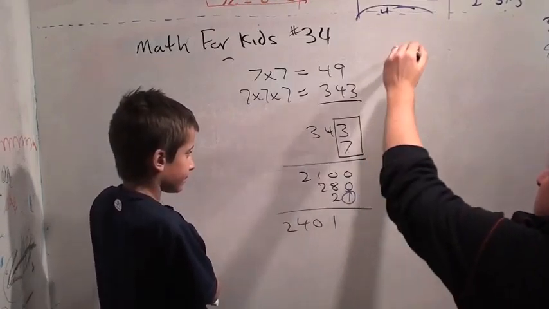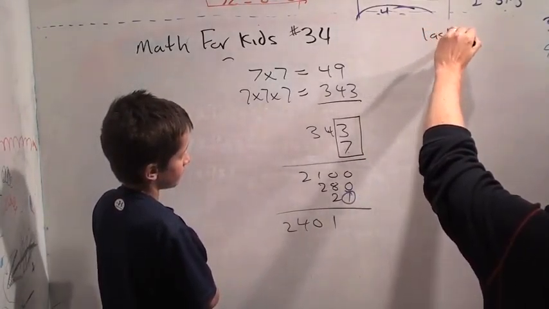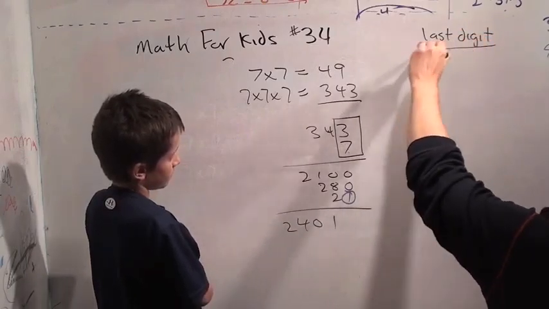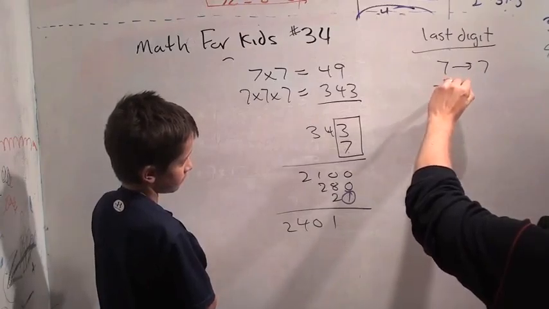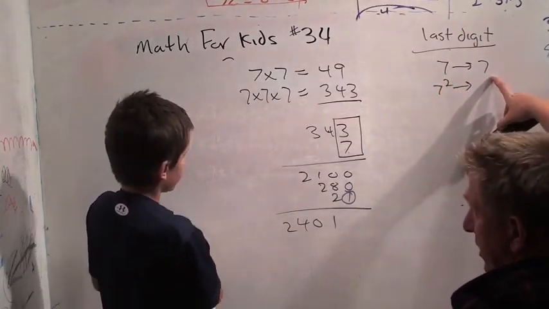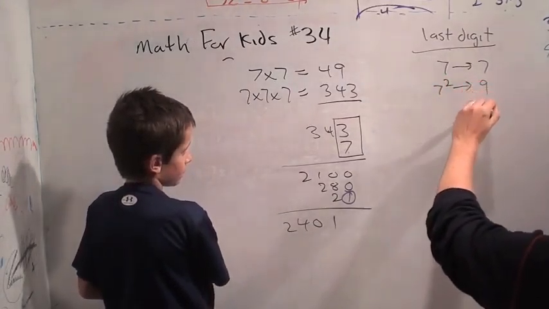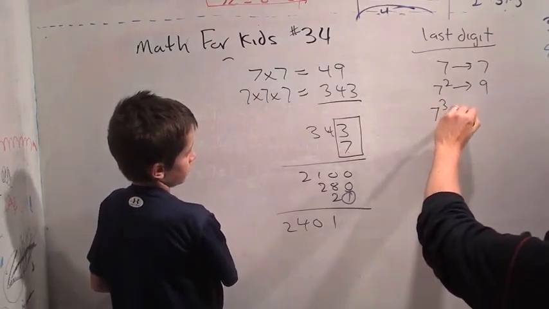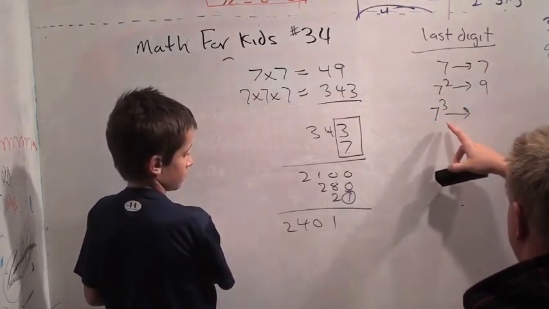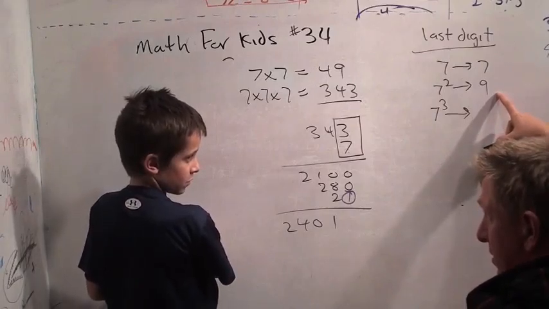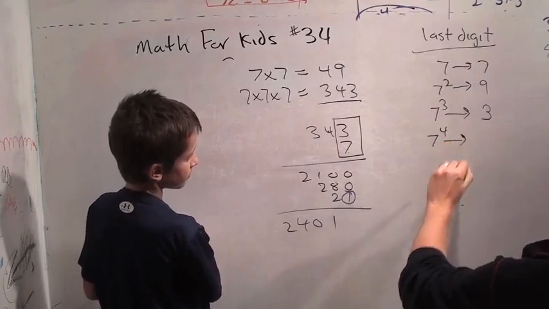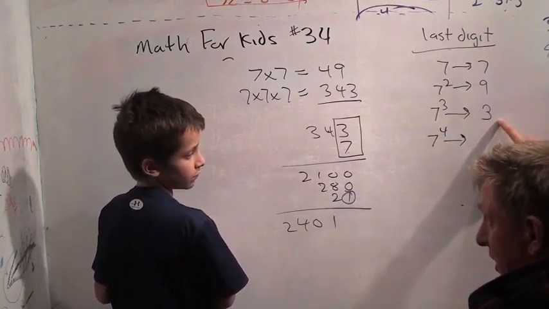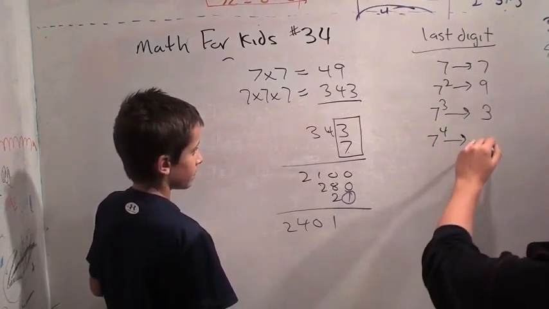So if you just want to do the last digit, you would do 7, the last digit is 7. 7 squared, the last digit, well 7 times 7 is 49, and we just take the last digit, and we get a 9. 7 cubed, the last digit comes from 7 times 9, which is 63, so we get a 3. 7 to the 4th, well we just have to do 7 times 3, 21. So we write down a 1.